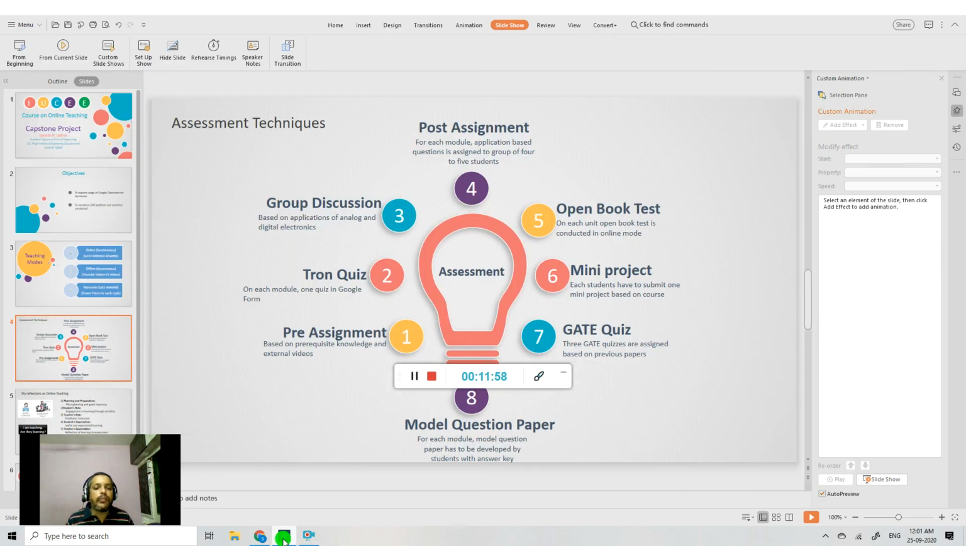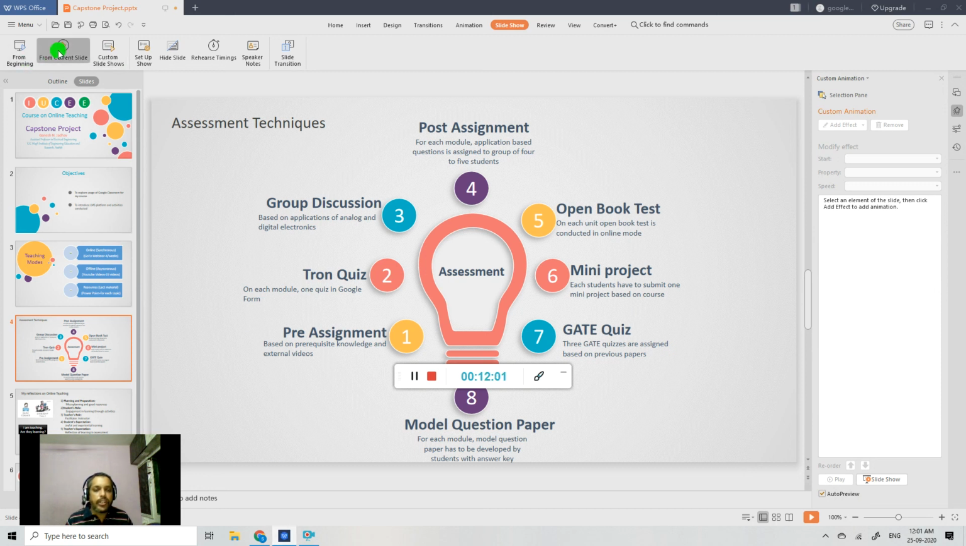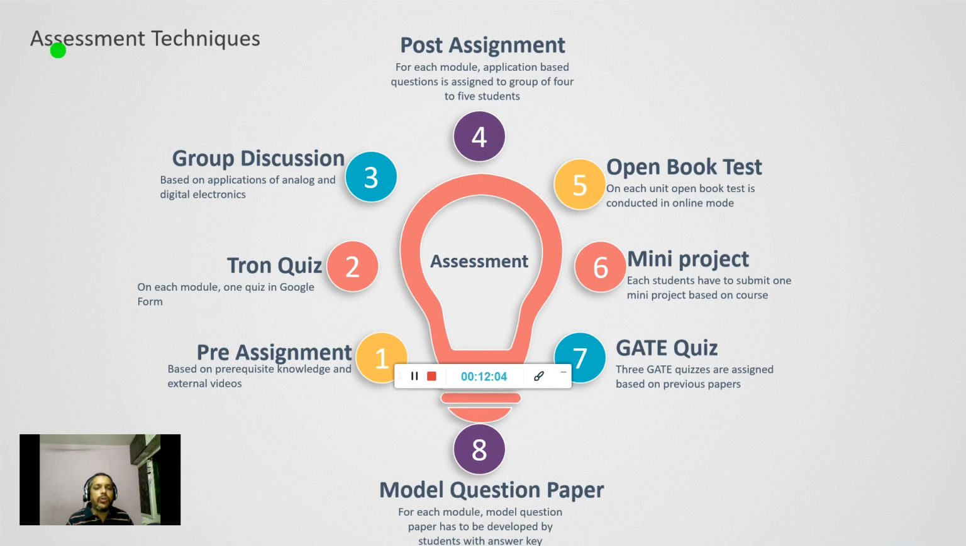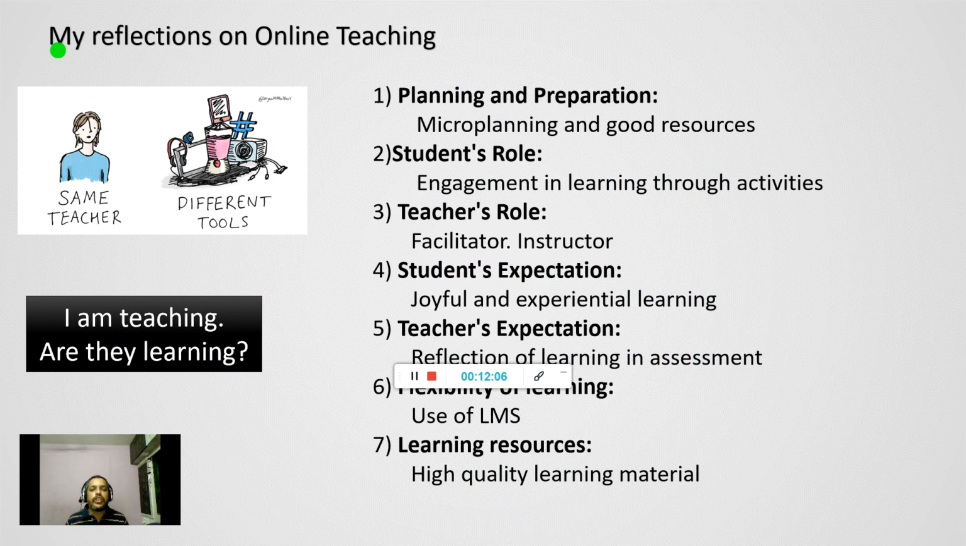Let's come to the reflections on the learning. My reflection on online teaching is that planning and preparation are very important: micro planning and good collection of resources, because we are the same teacher but have to use different tools than in classroom teaching. The students' role is engagement in learning through activities, because the student is not in front of you. The teacher's role is facilitator and instructor. Student expectation is joyful and experiential learning. Teacher expectation is a reflection of learning in the assessment. Then flexibility of learning, use of LMS, and high quality learning resources.